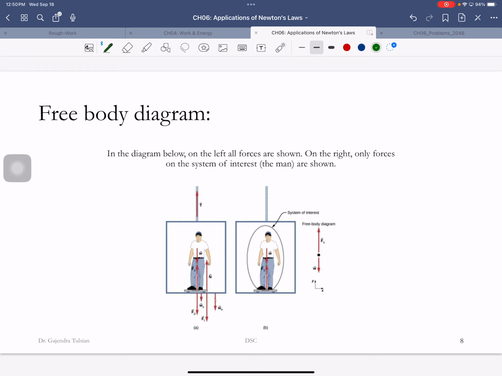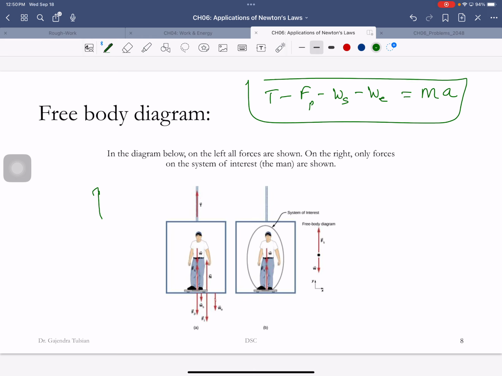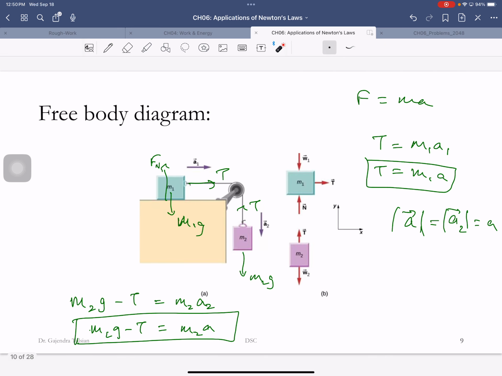And so on the elevator, there's tension minus F. Okay, so if you take that as the positive direction, FP minus WS minus weight of the elevator should be equal to the total mass times the acceleration of the elevator. Okay. So again, the message is when you have multiple objects, so this is easier to look at. The message is the following. When you have multiple objects in your system, you can apply Newton's laws to each object. Okay.